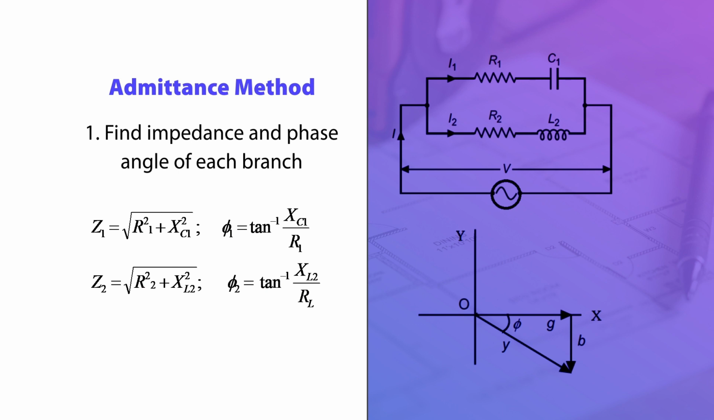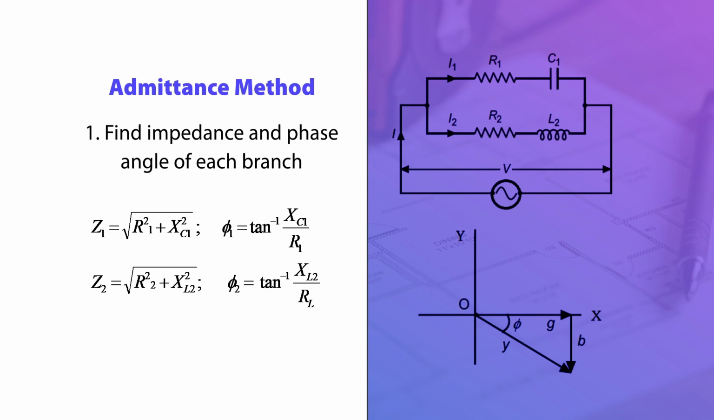This total current I is the algebraic sum, or you can say phasor sum, or vector sum of I1 and I2. So for the admittance method, first of all you have to find out the impedance and phase angle of each branch. So what is the impedance of the first branch? It can be written as Z1 is equal to under root R1 square plus XC1 square, and XC1 can be calculated as 1 upon 2 pi FC1. So now you are able to calculate the impedance.